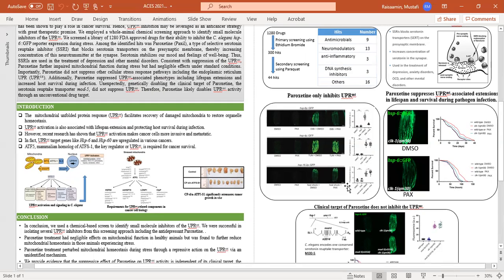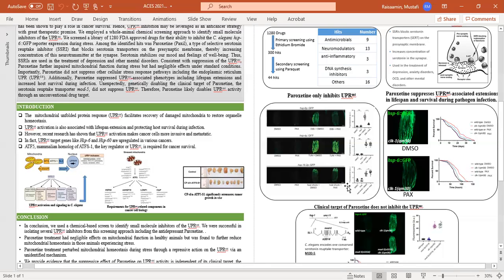Next, we looked into a genetic mutant that induced the mito-UPR called CLK-1. The CLK-1 has a mutation in the ubiquinone, which is a part of the electron transport chain. As a result, it considerably activated the mito-UPR and had a longer lifespan. When the CLK-1 worms were put on the control and on the paroxetine plates, we saw that the CLK-1 worms on the paroxetine plates had a significantly lower fluorescence than the ones in the control plate. This suggested that paroxetine inhibited the mito-UPR.